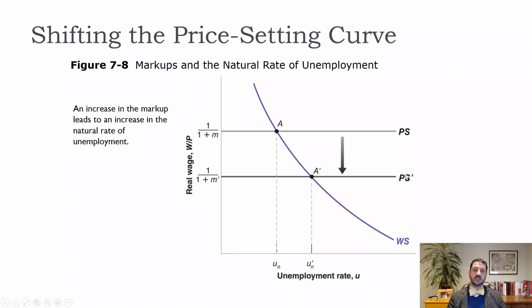And then, as we said, shifting the price setting curve is going to change the real wage, which will then also change the natural rate of unemployment. So an increase in the markup, which would be because of less competition in the economy, will shift the price setting curve down, increase the natural rate of unemployment, and have a lower real wage. And so that's something you definitely don't want to do.